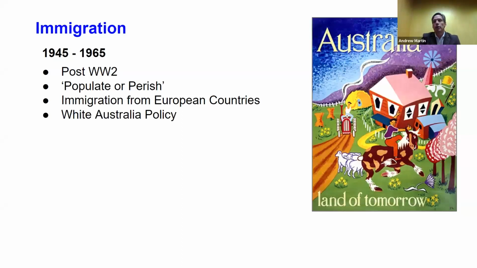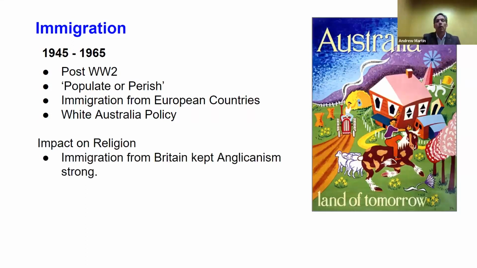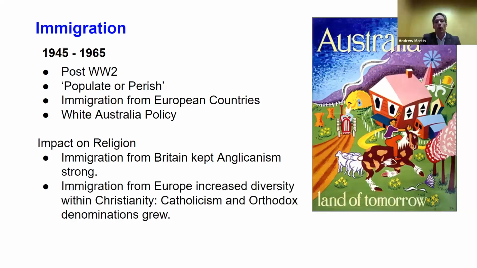But there was this insidious, very evil policy called the White Australia policy, which we can see now is the wrong thing to do, but it was the policy at this time. So what impact did that have? We've talked about this already. Anglicanism remained strong, but immigration from across Europe, still white Australia, right? But post-war immigration from across Europe did increase diversity within Christianity. So Catholicism and Orthodox denominations did grow during that period of history.